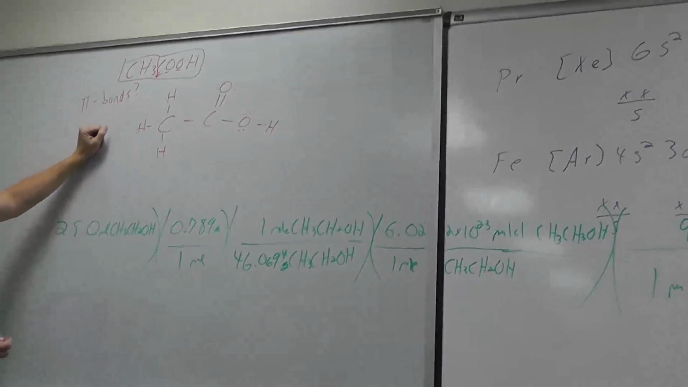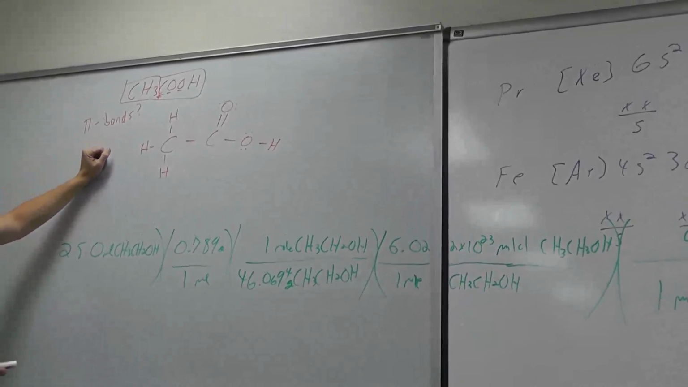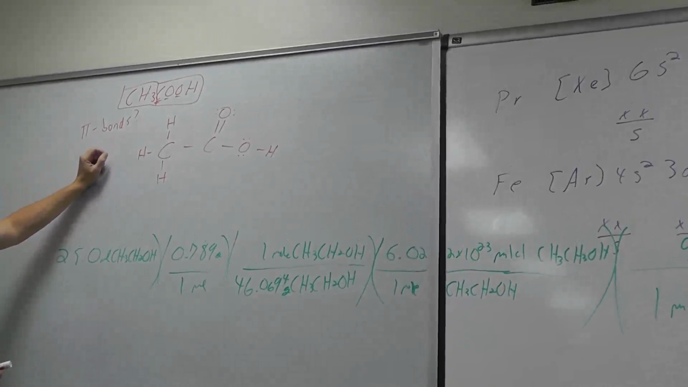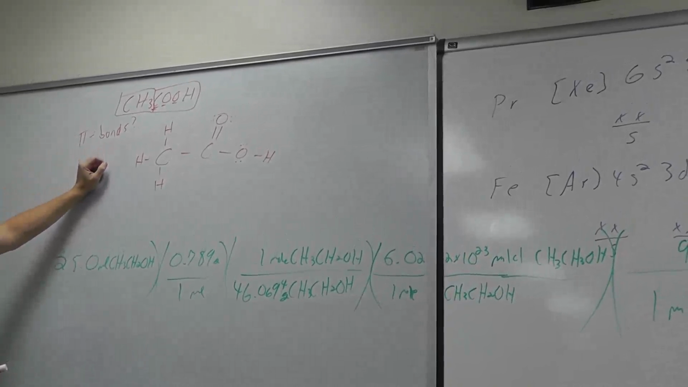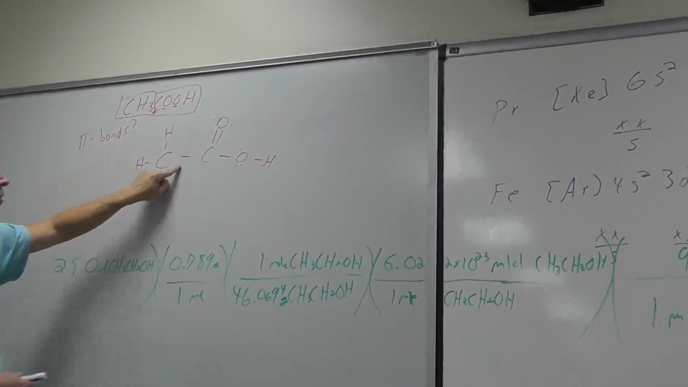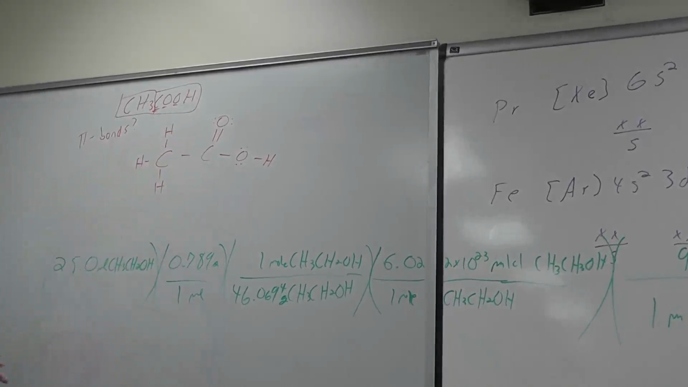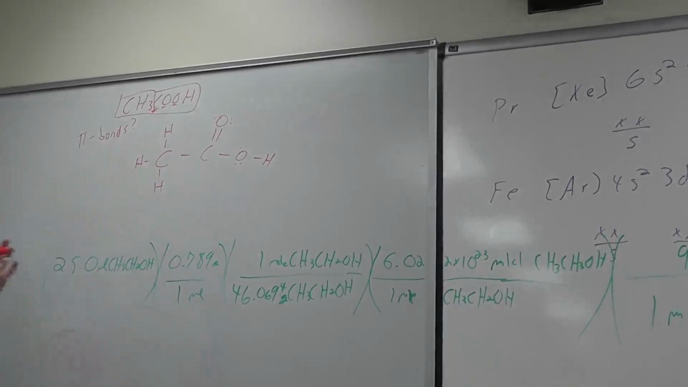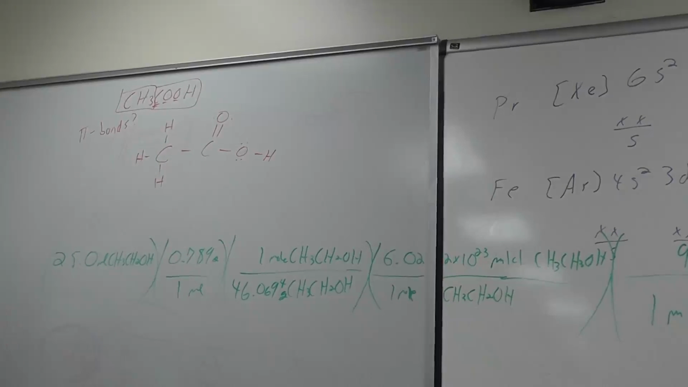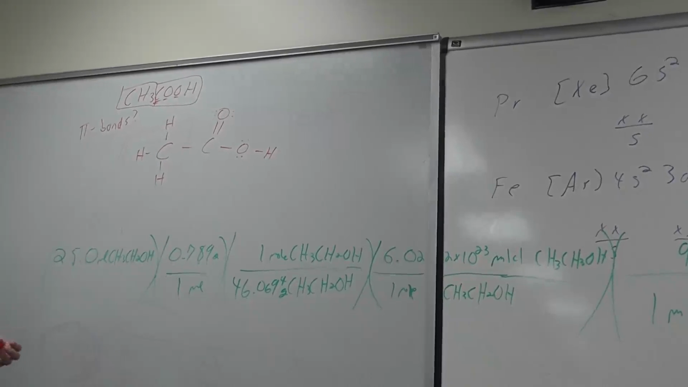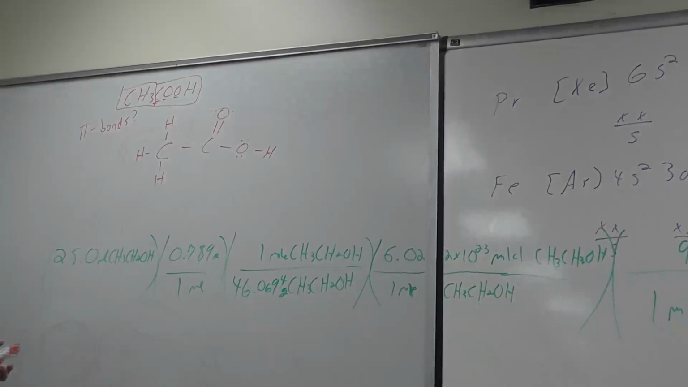How many sigma bonds? 7? 9? No, just 7. I said 7. 7 sigma bonds. 7 sigma and 1 pi in that total molecule. Question on that? All right, do the others.